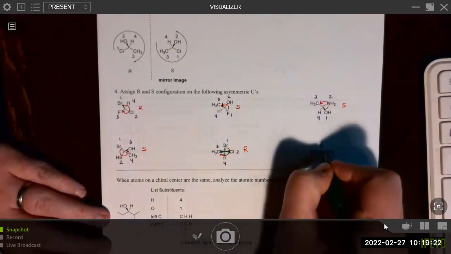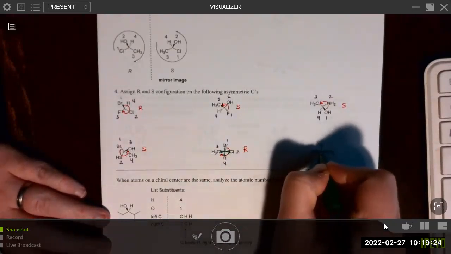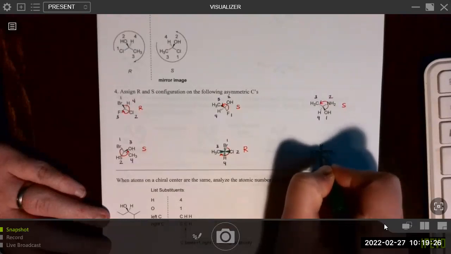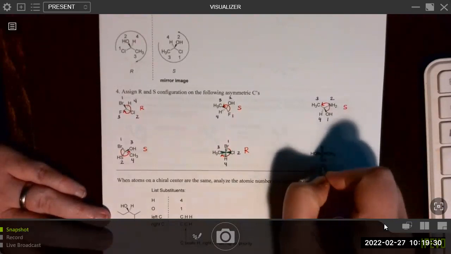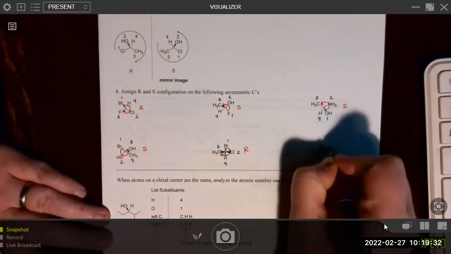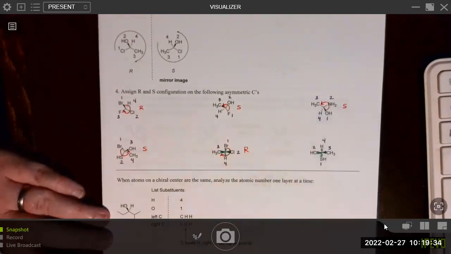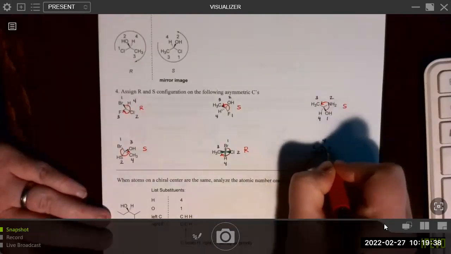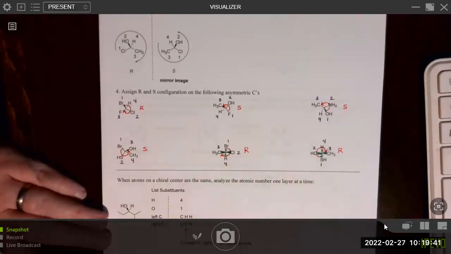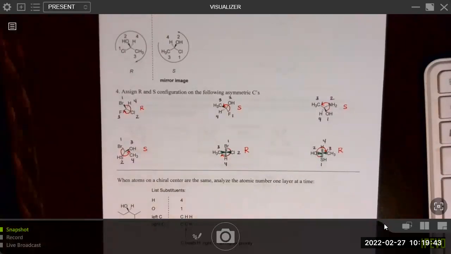Same thing here. These are coming out at us. These are pointed back. Let's identify the priorities. Sulfur, followed by oxygen, followed by carbon, followed by hydrogen. And again, we have a 1 to 2 to 3 clockwise rotation. So this one is also R.